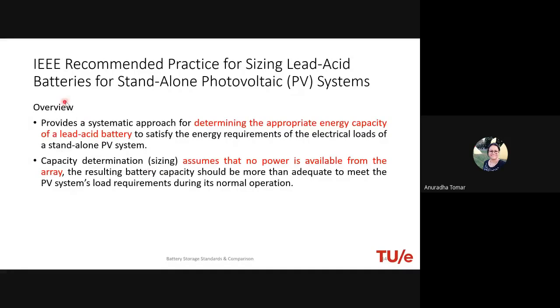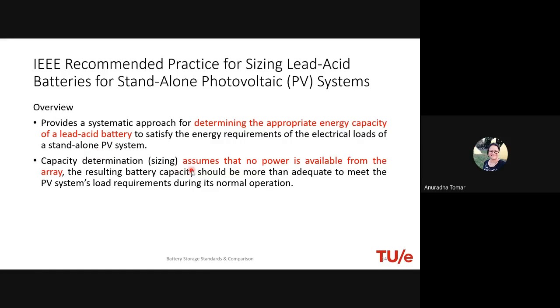So, some overview about this reference. It is basically to determine the appropriate energy capacity of a lead acid battery, with the particular application of a standalone photovoltaic system. That's it. This is the scope and the objective of this standard.